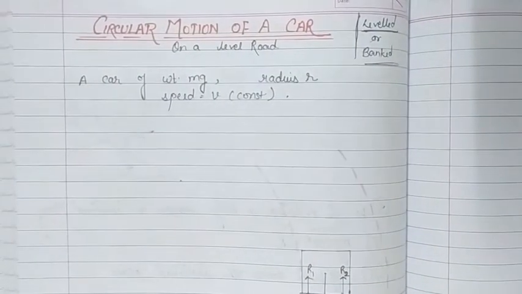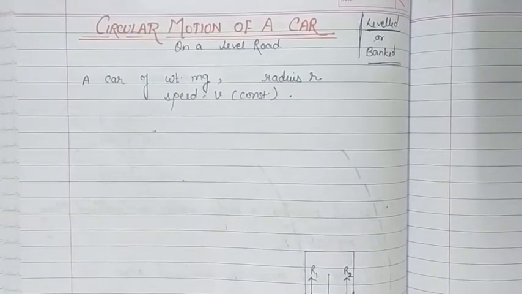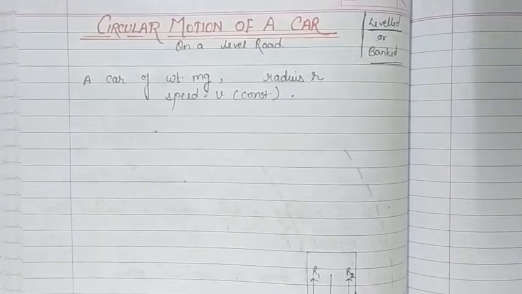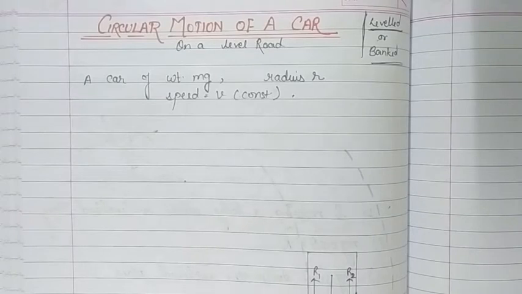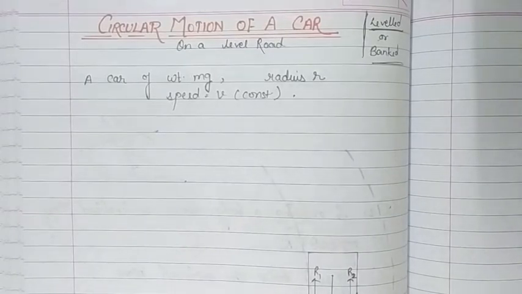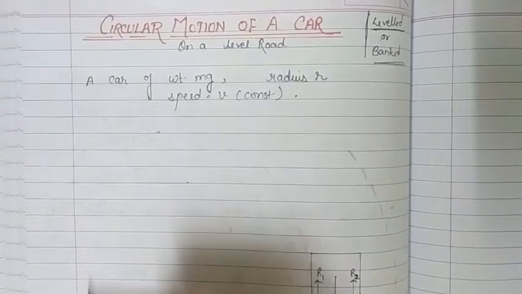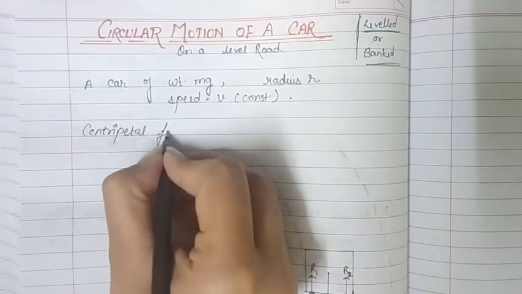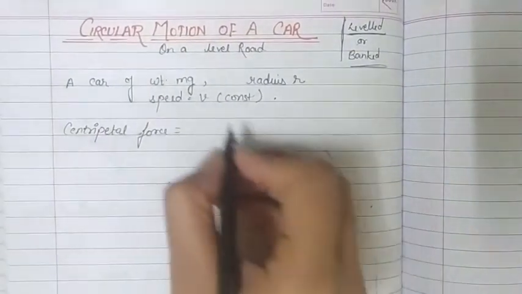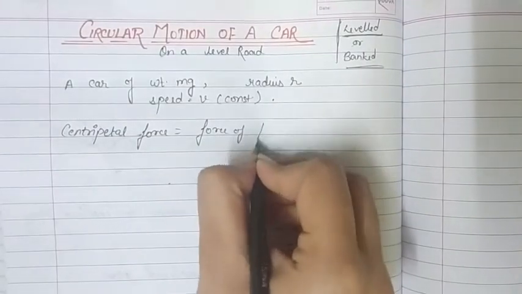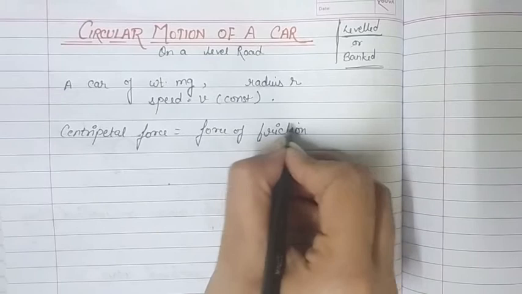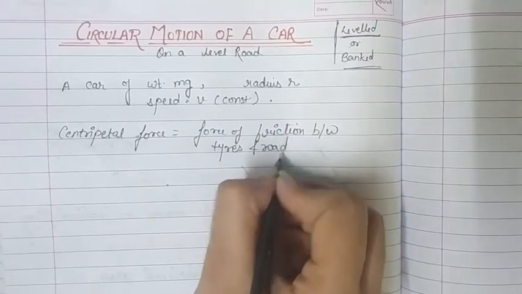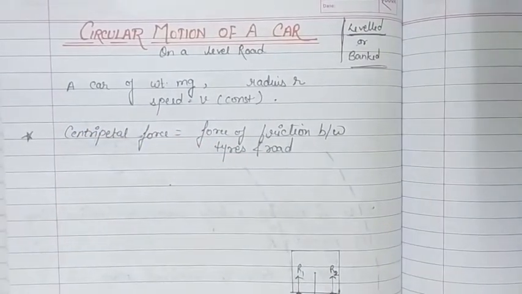Now when a car moves on a curved level road, the force of friction between the road and tires is responsible for the required centripetal force. Since the car is moving in a circular motion, it needs a centripetal force, and that required centripetal force is provided by the force of friction between the tires of the car and the road. So this is the main condition that we are going to use for our analysis.